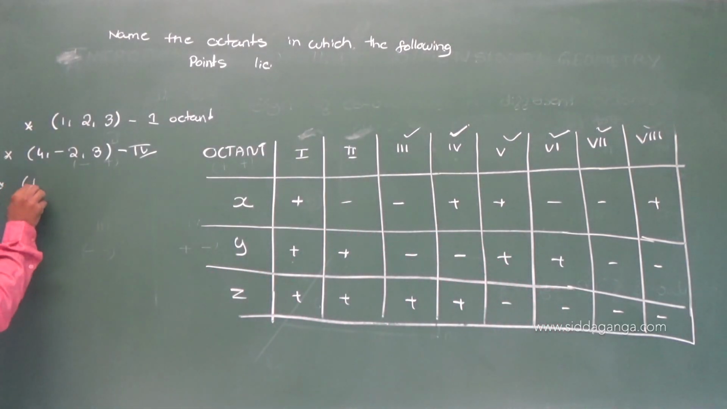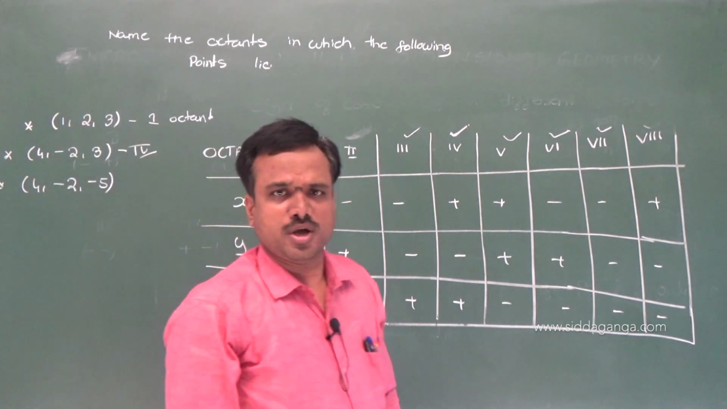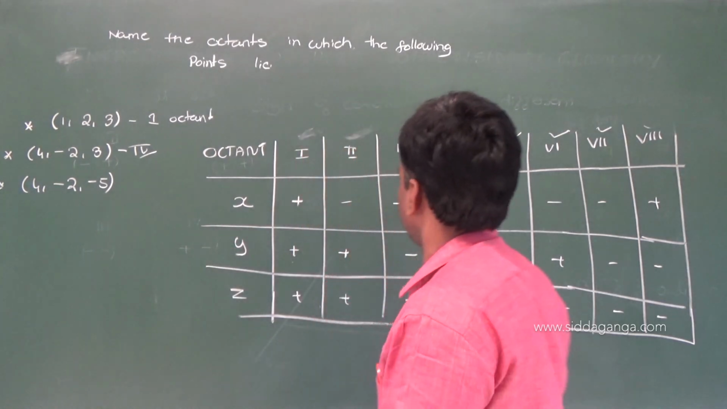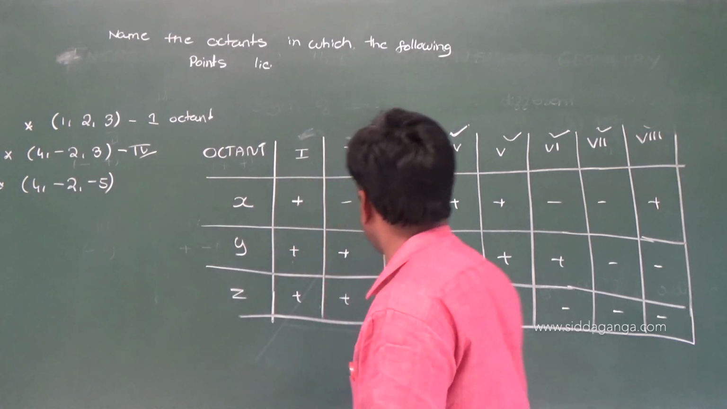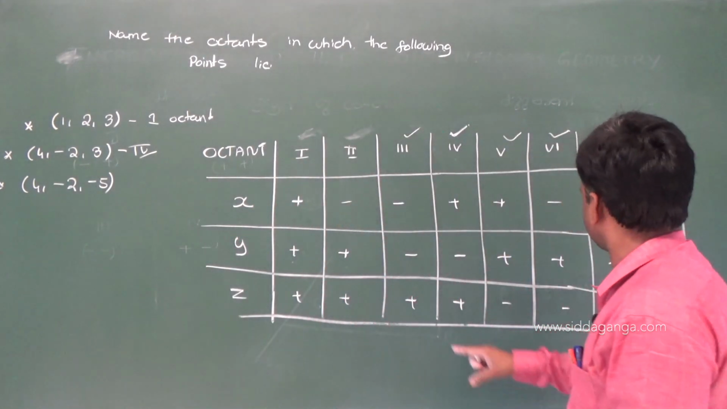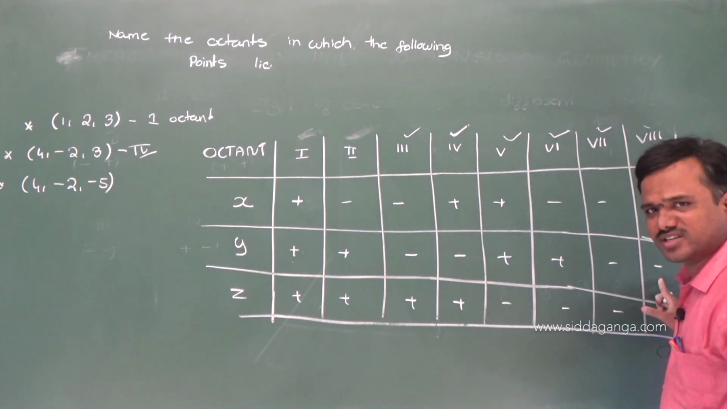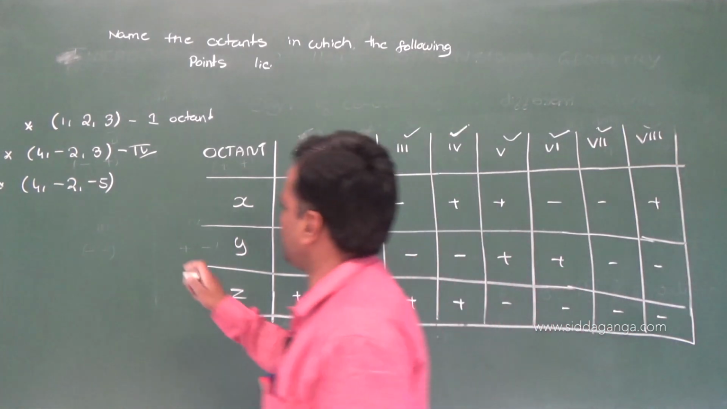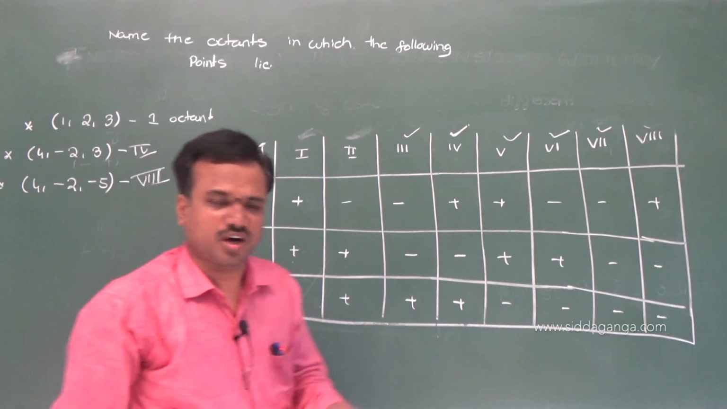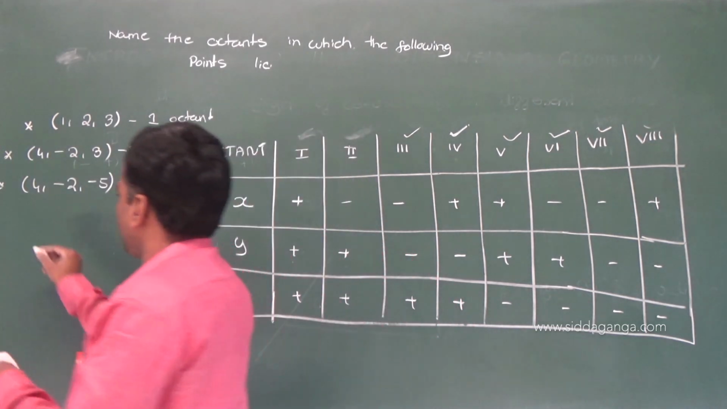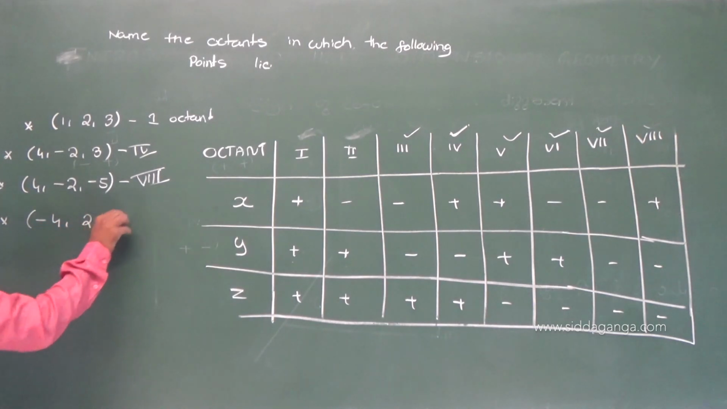Next, third one, 4 comma minus 2 comma minus 5. Observe carefully, x coordinate is positive, y coordinate is negative, z coordinate is negative. It is nothing but the eighth octant.